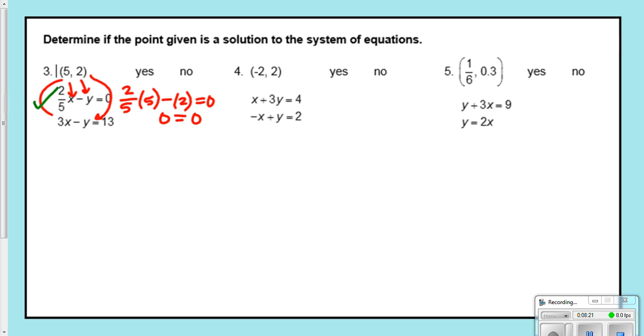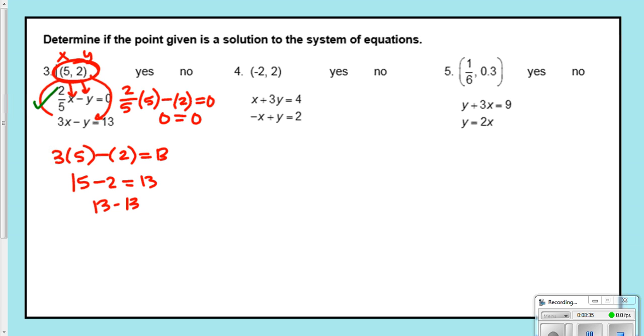3. Okay, so I'm going to plug in a 5. Plug in my 2. Again, I'm getting these from this point right here. This is x and y, so I'm plugging them into x and y. So 15 minus 2, does that equal 13? Sure does. So, again, green check. This is a solution because it works for both.